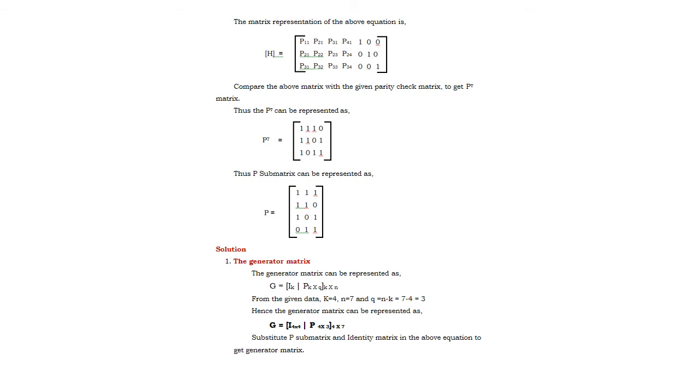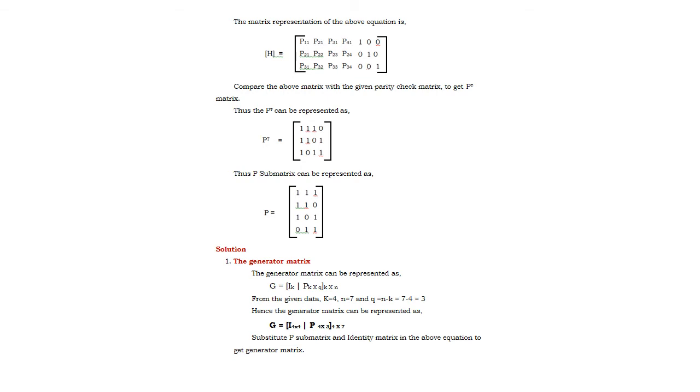So compare the above matrix with the given parity check matrix to get the P transpose matrix. So thus the P transpose can be represented like this. So thus the P submatrix can be represented as P is equal to, likewise we have to write it. So solution, the generator matrix can be represented as G is equal to [I_K | P], K cross Q, K cross N.